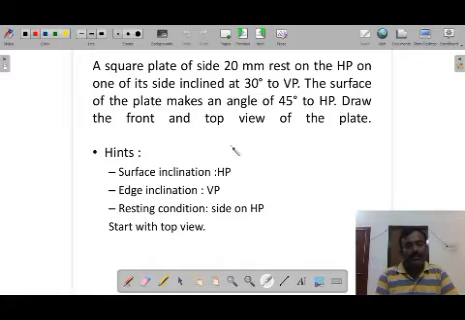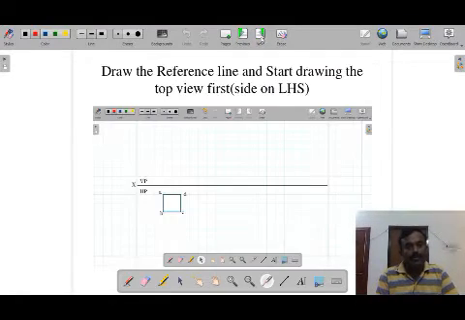As I said earlier, you have to look for three conditions: surface inclination, edge inclination, and resting condition. Since the surface is inclined to the HP, draw the top view first. The first step is to draw the reference line, then draw the top view. While drawing the top view, keep the resting condition on the left hand side. Since it is resting on the edge, keep the edge on the left hand side, in such a way that this edge is perpendicular to the reference line.